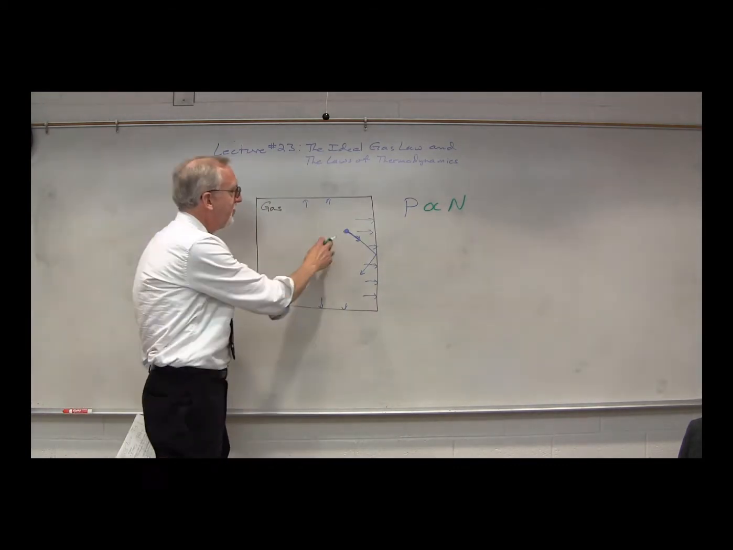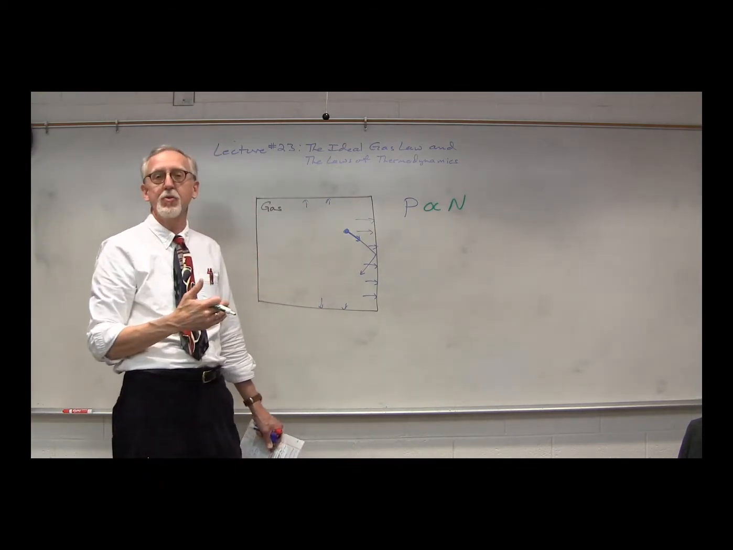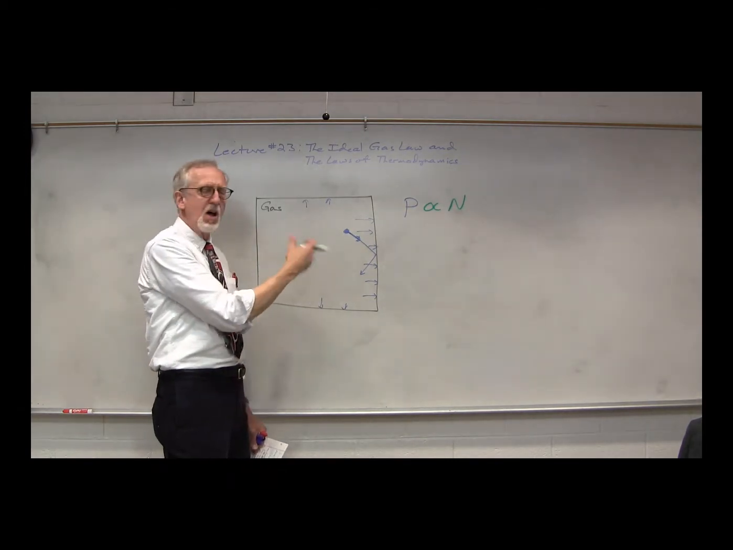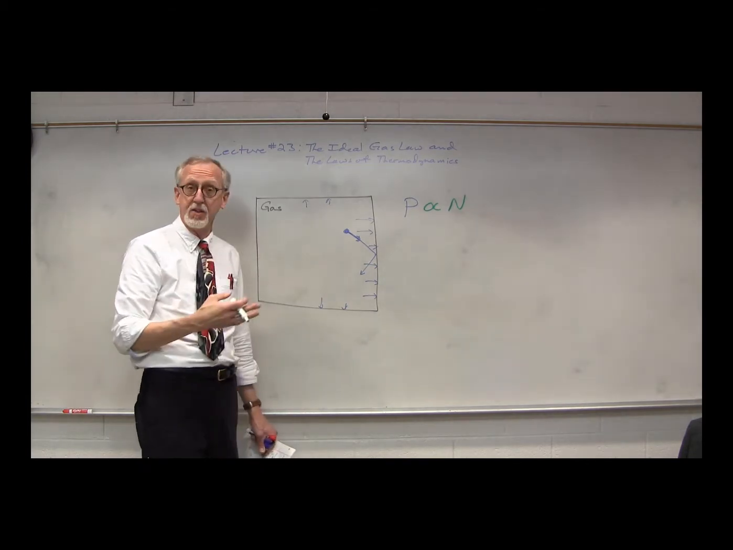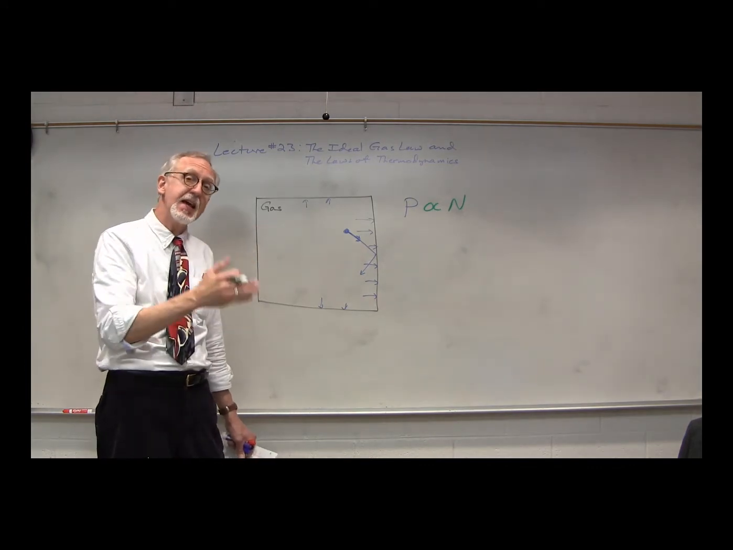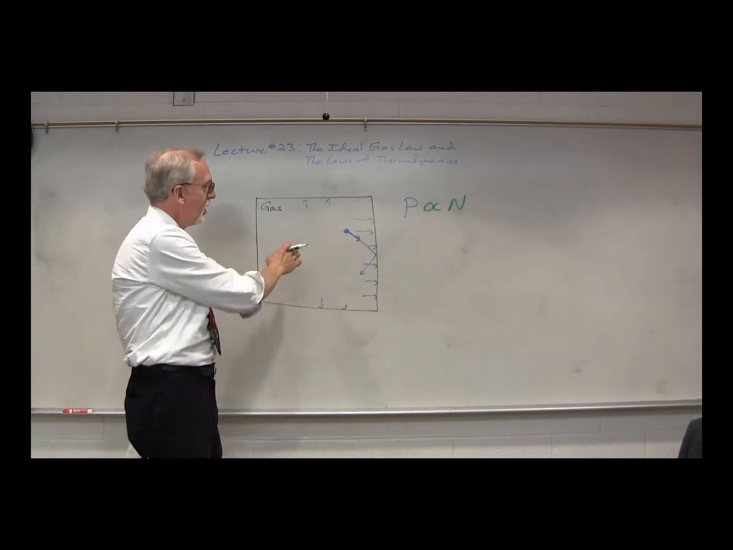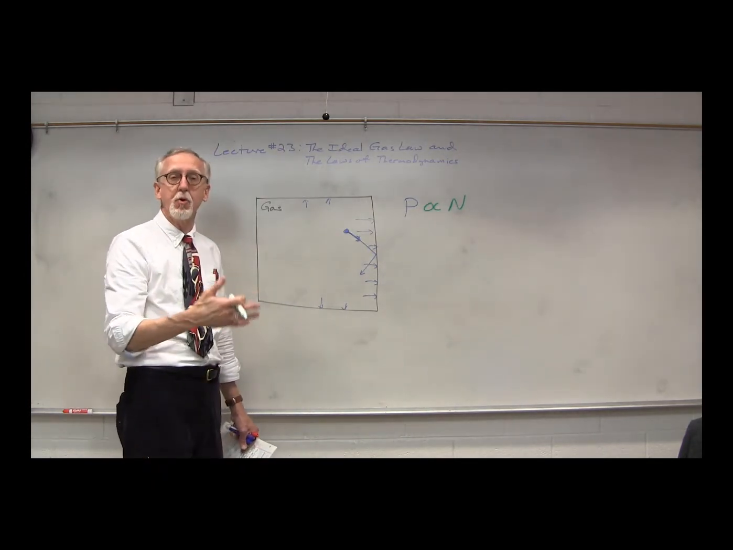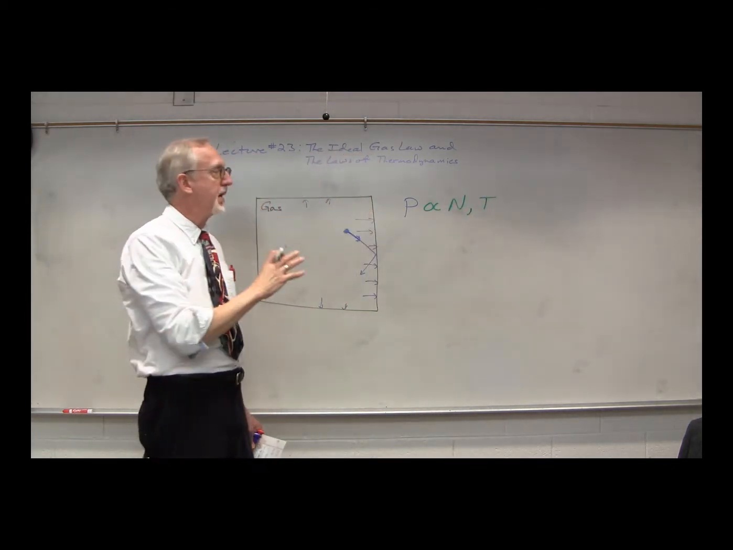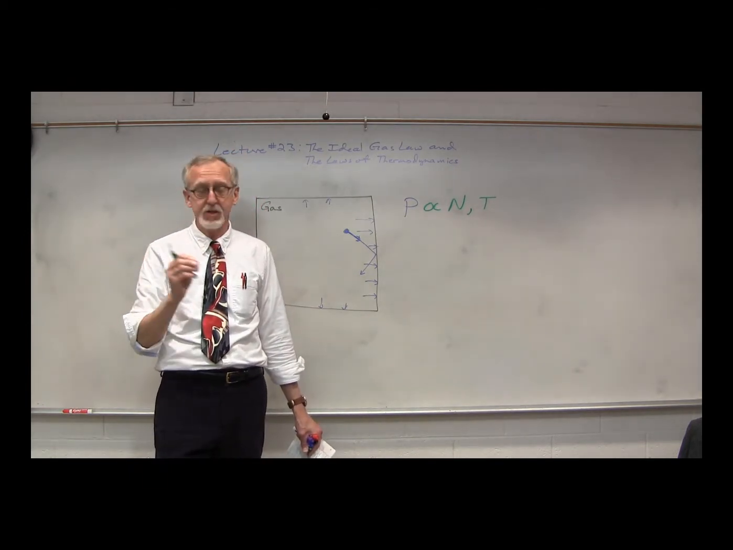Now, what else? Well, the faster the particles are going, the more they bounce off the wall, the more force they would exert on the wall. So we would expect that somehow the velocity of the particle would affect the pressure. Well, it turns out that what really affects it is the kinetic energy, and the kinetic energy is directly related to the temperature in Kelvin. So it actually turns out the pressure is directly proportional to the temperature. Again, it's directly proportional to the value of the temperature itself, not a change in temperature, not a delta T.